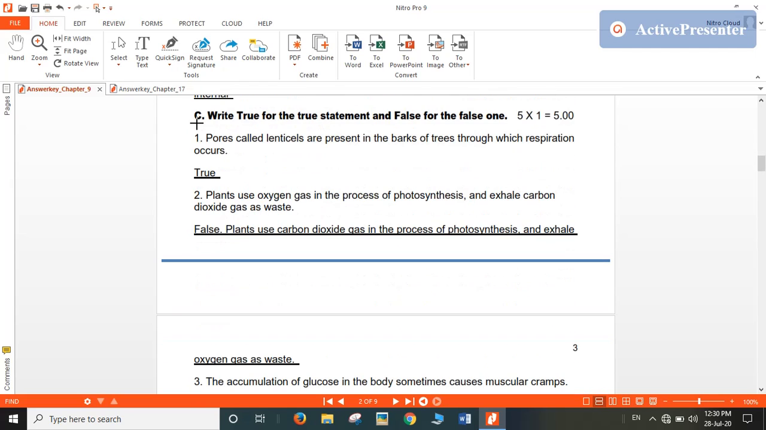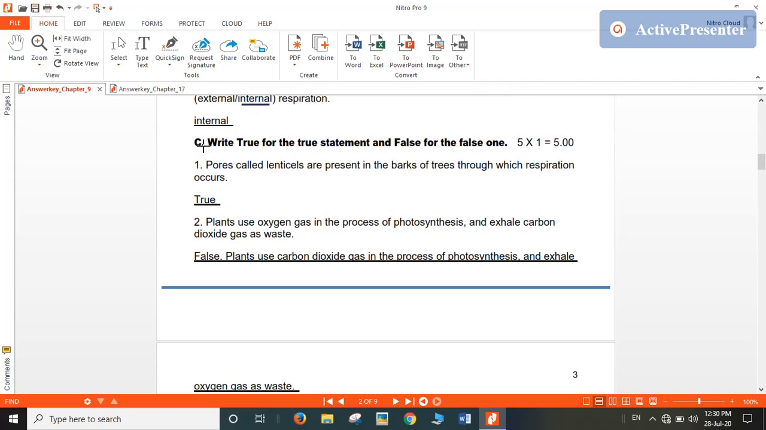Now the next exercise is write true for the true statement and false for the false one. Pores called lenticels are present in the barks of trees through which respiration occurs. Respiration happens because of the pores. Yes, the statement is true.